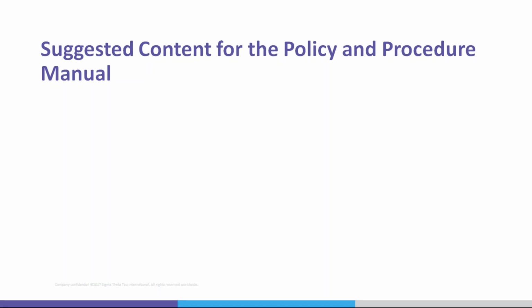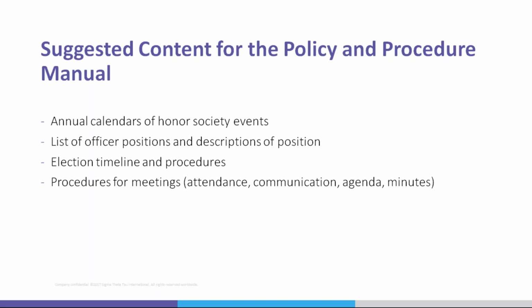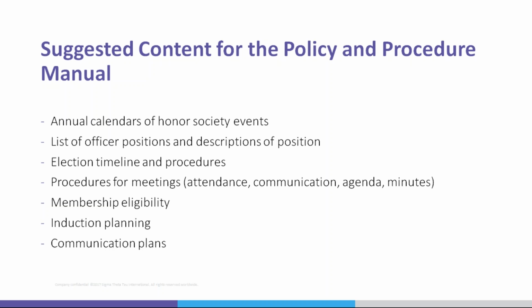To help you get started, we have listed some suggested content. An annual calendar of the Honor Society's events, a list of officer positions and their descriptions, an election timeline and procedure, procedures for meetings, including attendance, communication, the agenda, and minutes, and a policy on how your Honor Society will implement the SIGMA membership eligibility criteria. Policy and procedure for induction planning, and communication plans. These are some ideas for general policies and procedures.